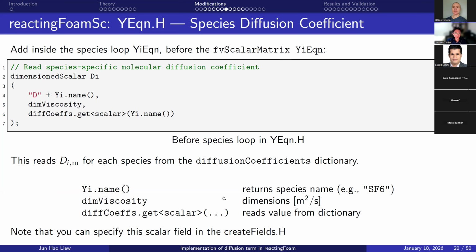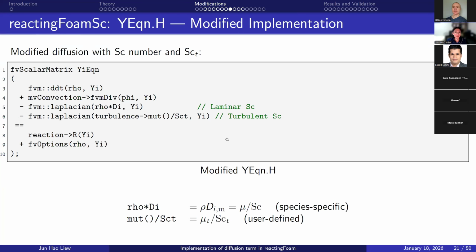Oops, not here, sorry. Maybe later. Yep. And then within the Yi equation matrix, scalar matrix, you can see we've added two lines here. The first one is the molecular diffusion, the Schmidt number, and then the second is the turbulent Schmidt number. This first term, rho Di, basically means the equation before, and then the turbulent term is the turbulent viscosity divided by the turbulent Schmidt number. Yeah, both are user defined.